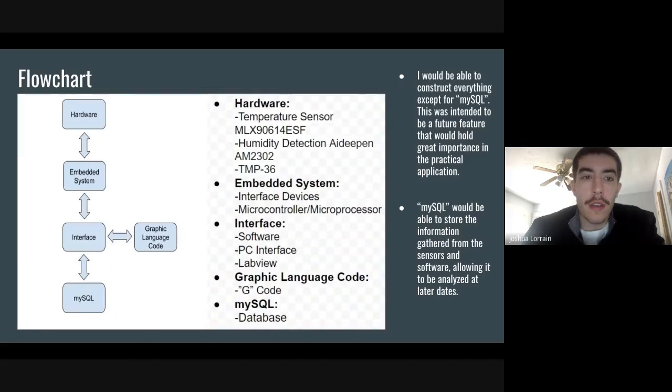Little flow chart of it. It starts out at the hardware, where some listed sensors that we were hoping to use were temperature sensors, an IR sensor, MLX90614; another one, humidity detection, AM2302; and then possibly, if need be, which turned out we did need, another temperature sensor, TMP36. And then it gets down to the embedded systems, and for that we interface devices with the microcontroller/microprocessor. This was attached to the Arduino Uno board that we were using.